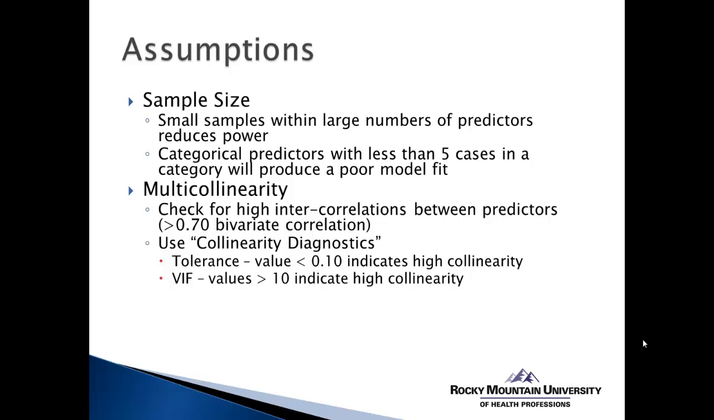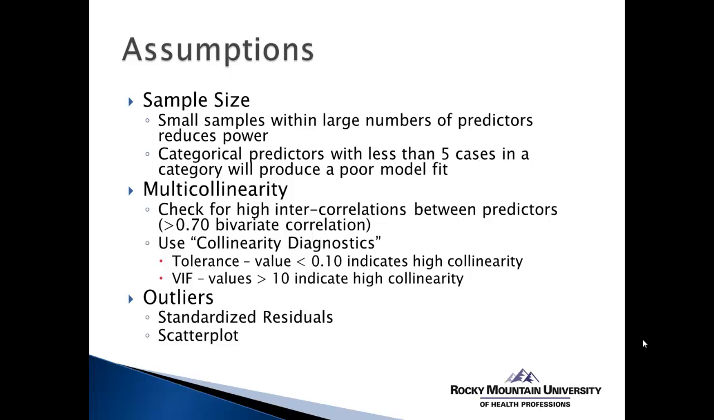The other value we look at is known as the VIF, or the variance inflation factor. This will also give us some indication of whether or not we have high collinearity. If the values for this particular measure are greater than 10, then that would indicate that we have some interrelationships and there's high collinearity. And I will demonstrate in a few minutes how we find those in the output.